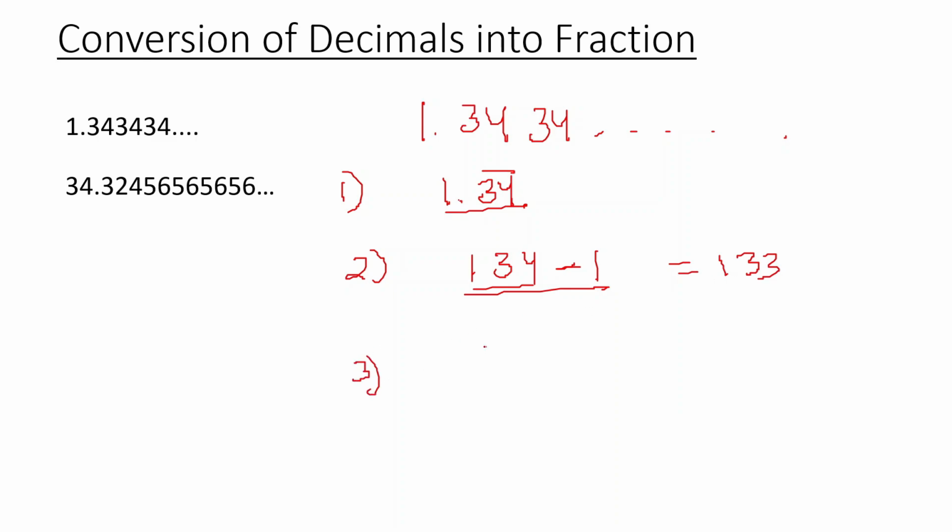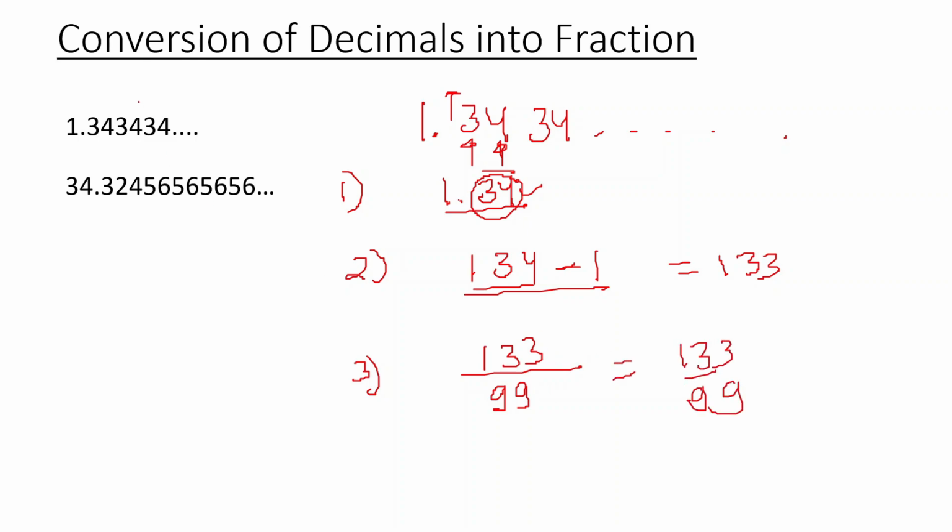Now, last step, 133 upon. In the denominator, there will be two things, 9s and zeros. The number of 9s will depend on the number of digits under the bar. The number of digits under the bar is 2. So there will be two nines. The number of zeros will depend on the number of digits after the decimal that are non-repeating. So here are 0 digits. So the answer will be this thing. This is the fraction form of this number. Now I hope you learned the steps.